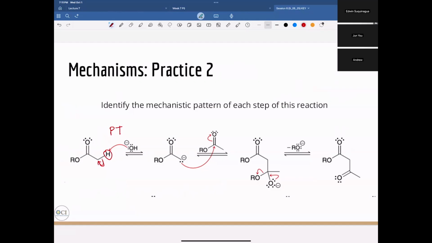Okay, next step, we see that this deprotonated version, it's using its electrons to attack an electrophilic region.